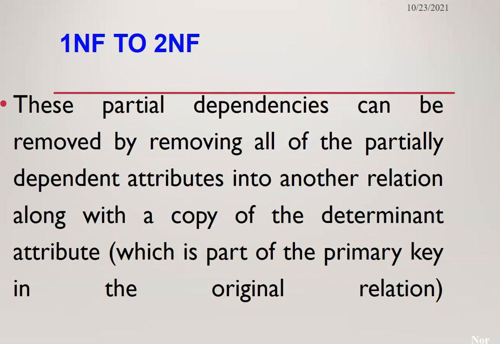So we remove the partial dependencies by taking the attributes that are partially dependent on the primary key to another relation, by creating a new relation. You take those attributes plus a copy of the particular attribute that they depend on. But that copy remains in the primary table such that it becomes a foreign key that references the new table.